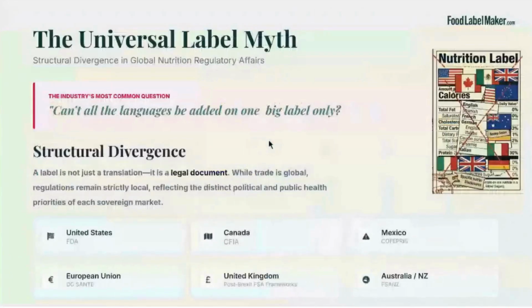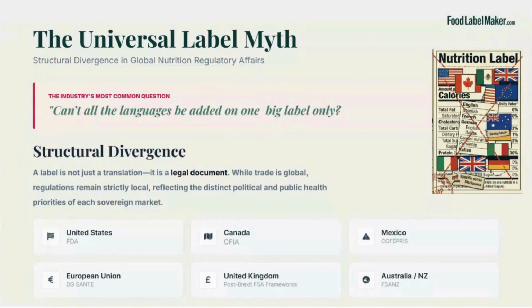All right, so throughout the scope of nutrition labeling regulatory affairs, truly the question we get most often is, would it be possible to include the required languages on a single nutrition label when exporting? And today I'm here to tell you that the universal label is a myth and a dangerous one. So while trade is global, regulations are strictly local. A label isn't just a list of ingredients, it's a legal document.